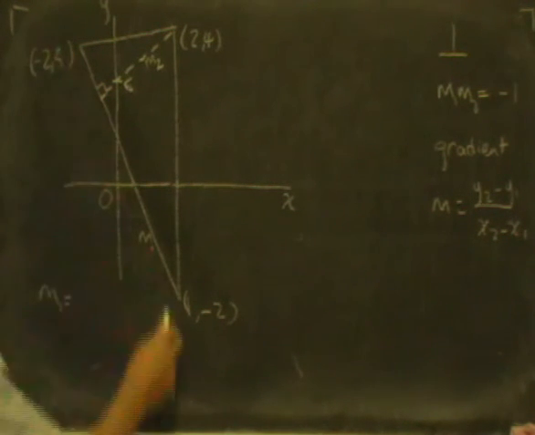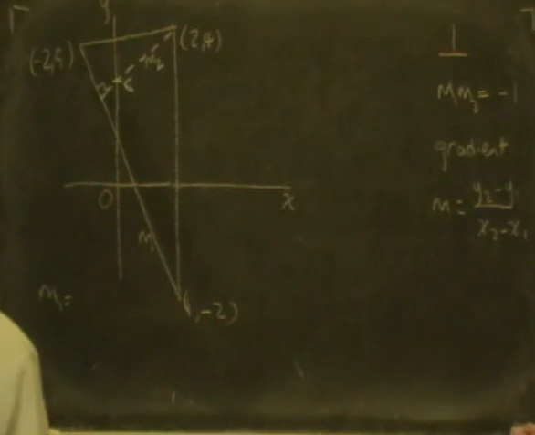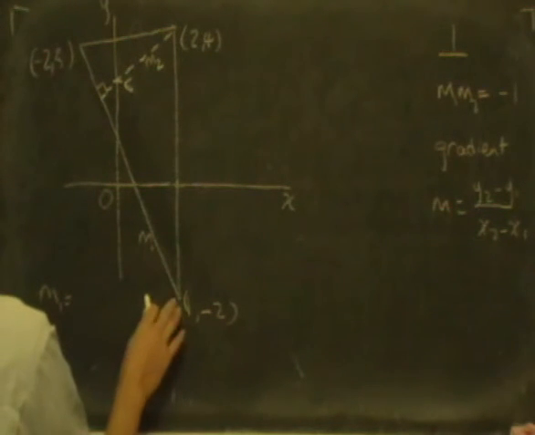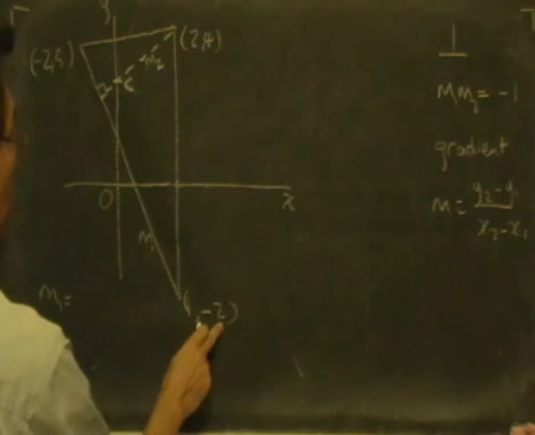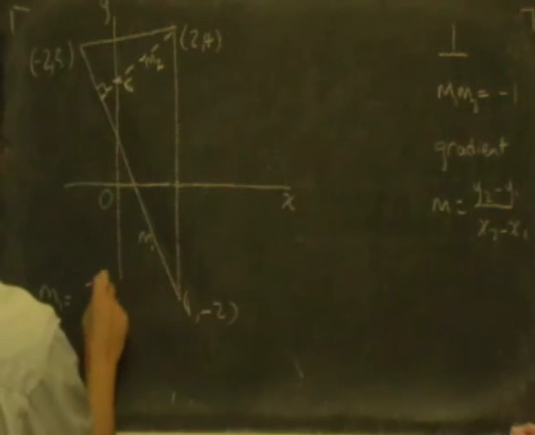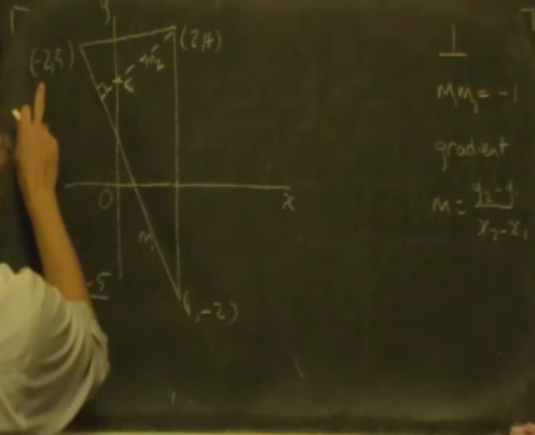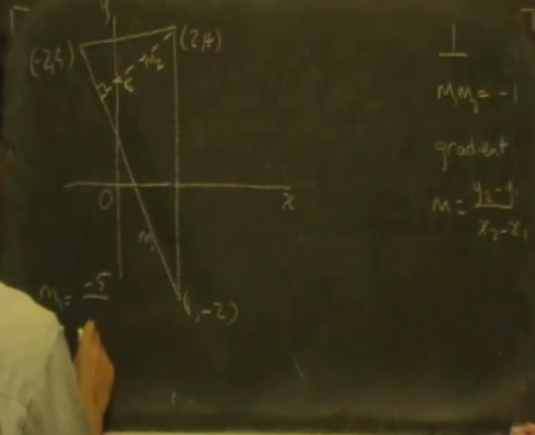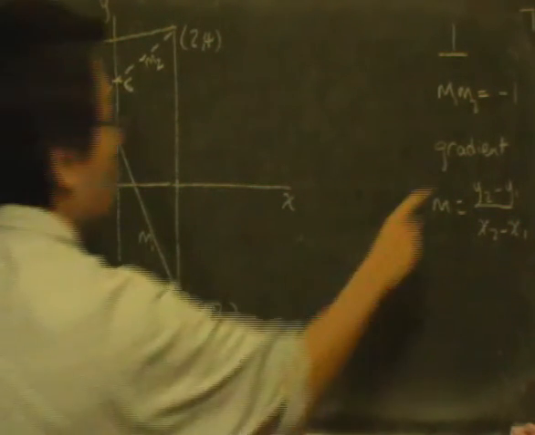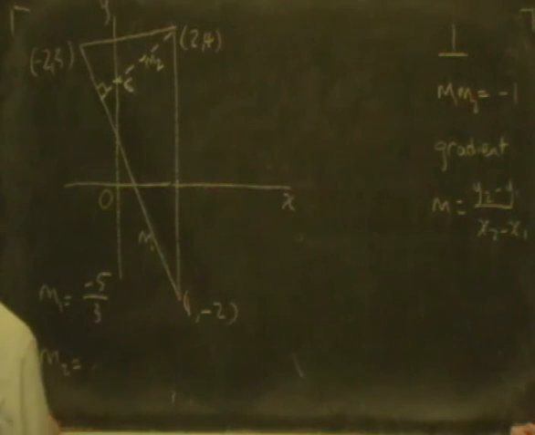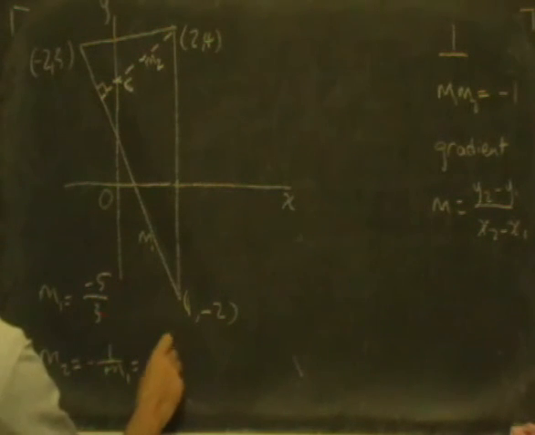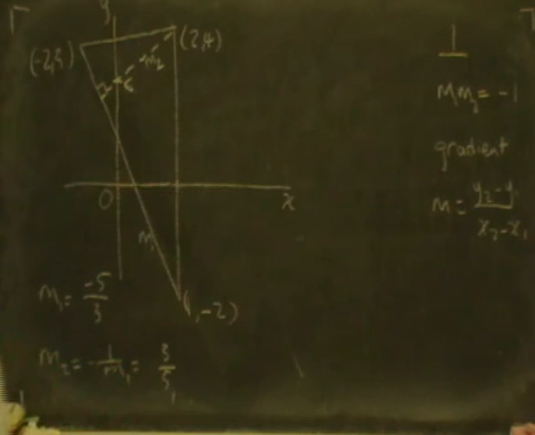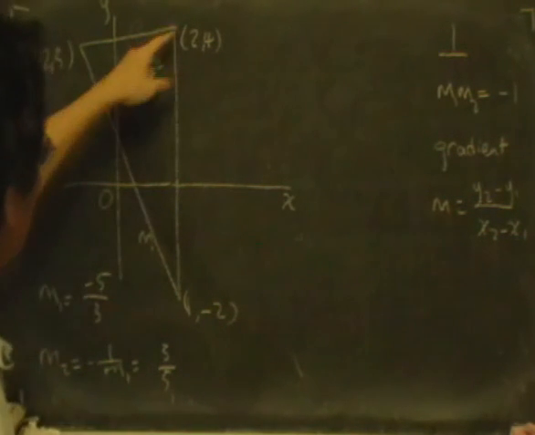So let's find m1, the gradient of this line. We would use that formula. Let's say that's point 1 and point 2. So I would do y2 minus y1, so minus 2 minus 3, that's minus 5. x2 minus x1, so 1 minus minus 2, which is 1 plus 2, that's 3. Therefore, using that formula, m2 must be minus 1 over m1. So minus the inverse of that, we flip that upside down and get 3 over 5. The minus and minus cancel, so now it's a plus. So now I have the gradient of this line.